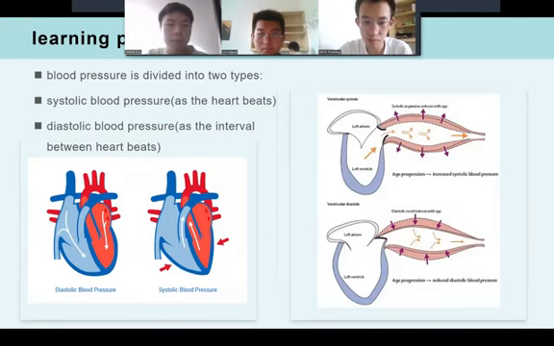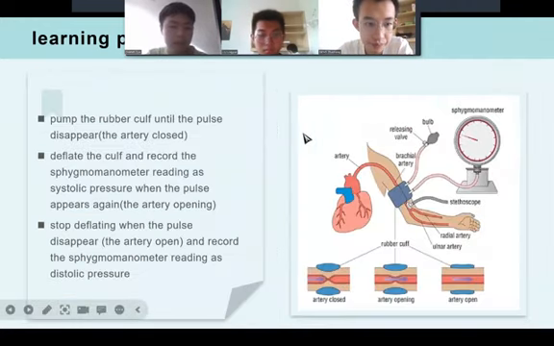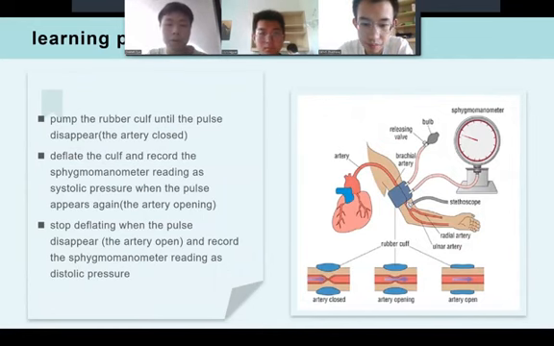One is systolic blood pressure, which happens as the heart beats. Another is diastolic blood pressure, which happens in the interval between two heartbeats. This is the working principle of a traditional blood pressure monitor. When the pulse appears, the sphygmomanometer reading is the same as the systolic pressure. And when the pulse disappears, the sphygmomanometer reading is the same as the diastolic pressure.